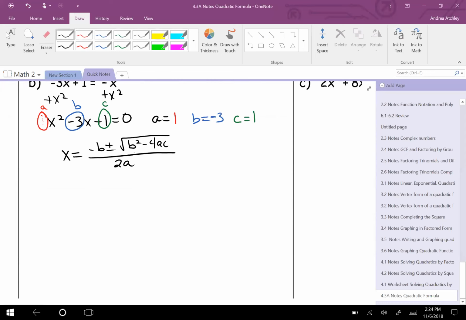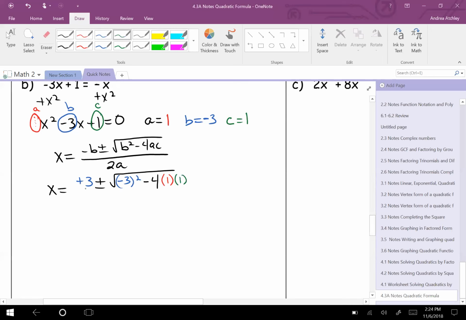Then we plug it in. So x equals, when I plug negative 3 into negative b, it makes it a positive 3. This gives me negative 3, I square it, minus 4 times my a value, which is 1, times my c value, which is 1. And it's all over 2 times 1.